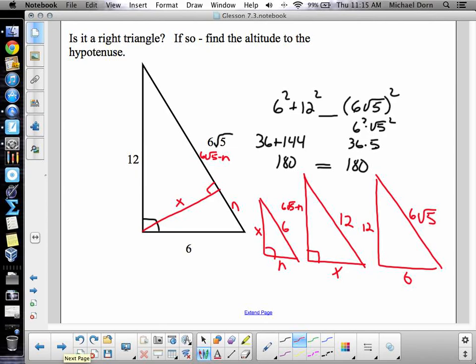So now I have to figure out which one I want to solve for. I'm probably going to go ahead and do this. Those two correspond. These two correspond, don't they? That's the one I'm going to have to pick. So 12 over 6 root 5 equals x over 6.